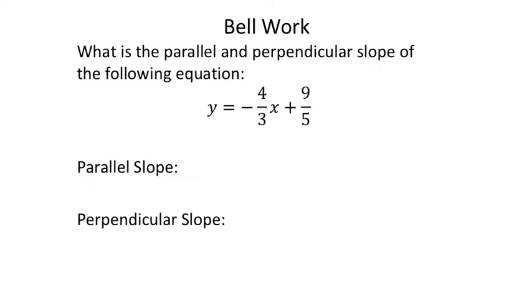So for this bell work, they've given us a slope because this is already in slope-intercept form. And we know that the slope is the coefficient of x. It did give us the y-intercept here, but it's not asking for us to use or to find any y-intercept. So we don't really care about that, but we do care about the slope. So parallel slope is going to be the same slope.